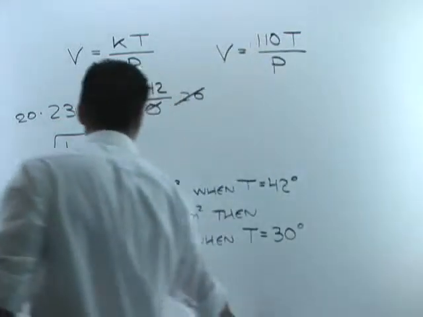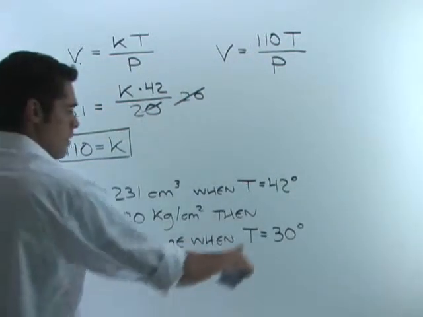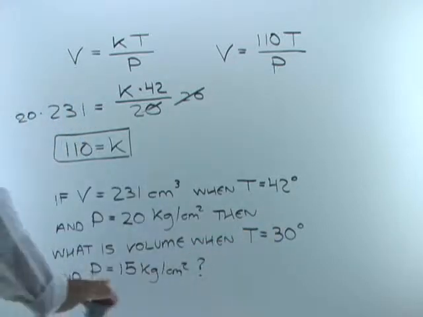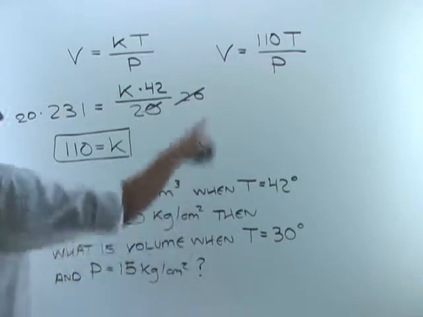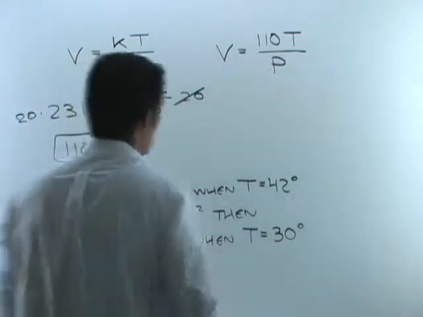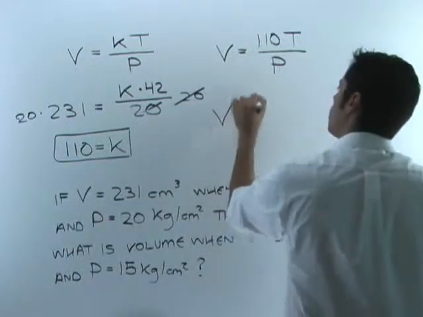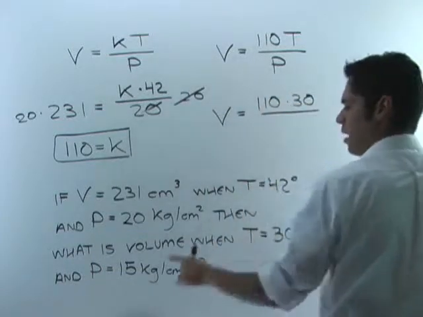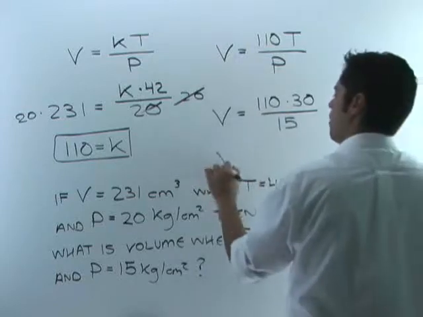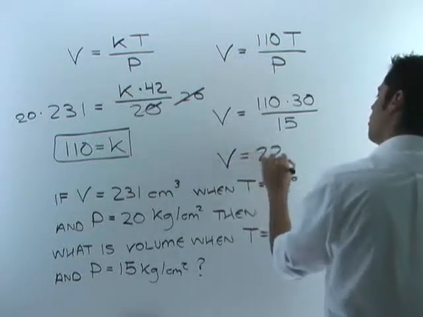Now we can answer the question, what is the volume when the temperature is 30 and the pressure is 15? So I'm going to plug in 30 for T and 15 for P, and I should be able to get V. So V is equal to 110 times temperature, which is 30, divided by pressure, which is 15. And if we compute this, this will come out to 220.